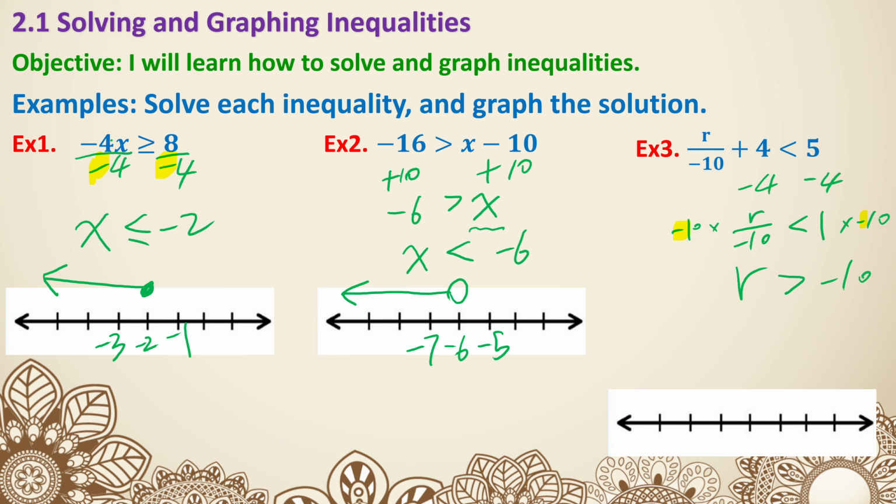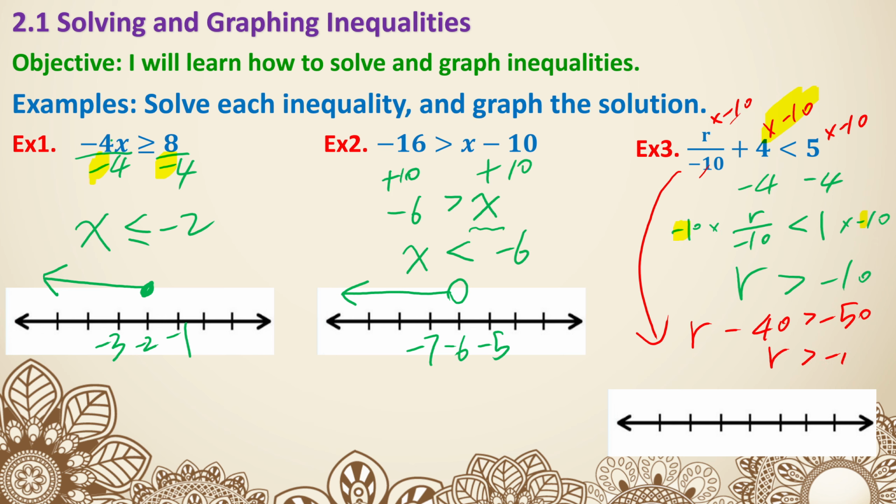Here's a second way. Notice that you have to subtract 4. You can also multiply by negative 10 in the first step. However, you do need to make sure that when you multiply by negative 10, it is being multiplied on every single thing, including this 4. This is something you might actually have missed. So that's going to give us r minus 40 is greater than negative 50. Add 40 on both sides, r is greater than negative 10.